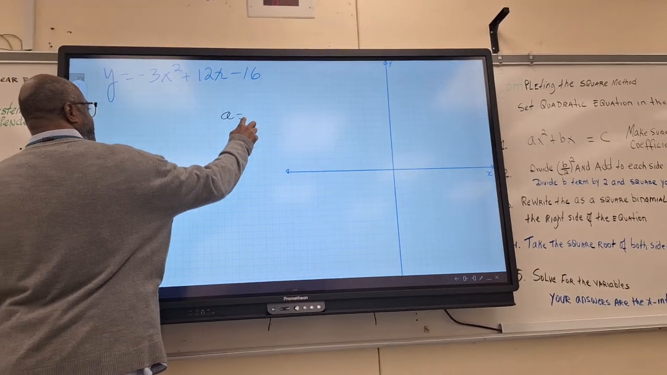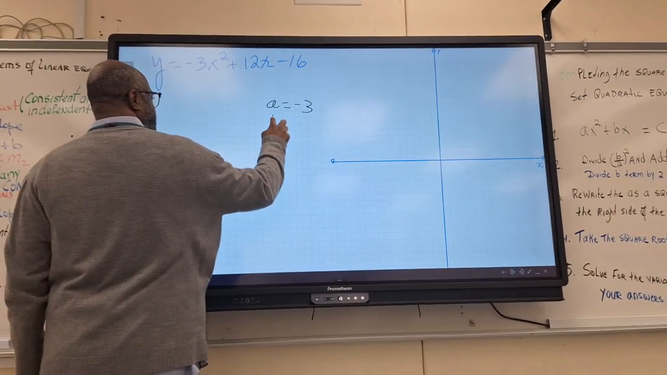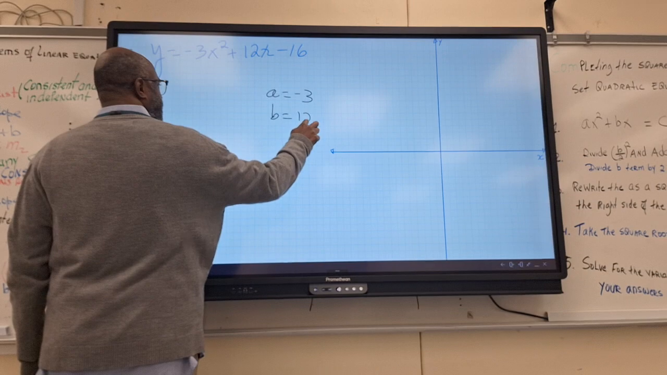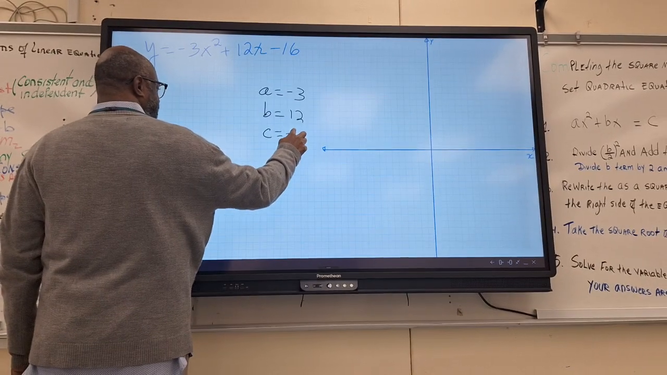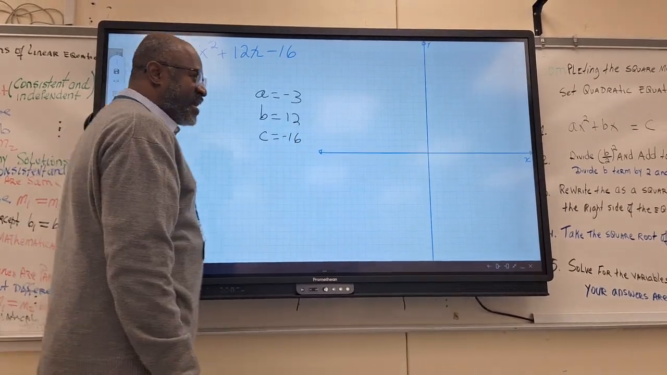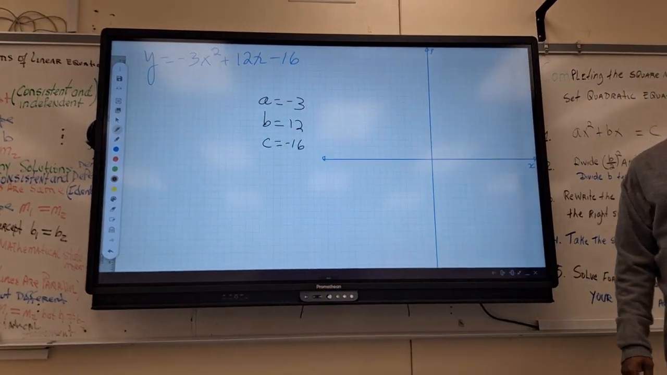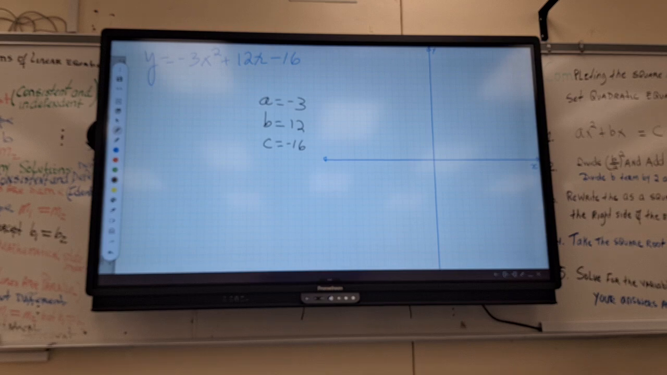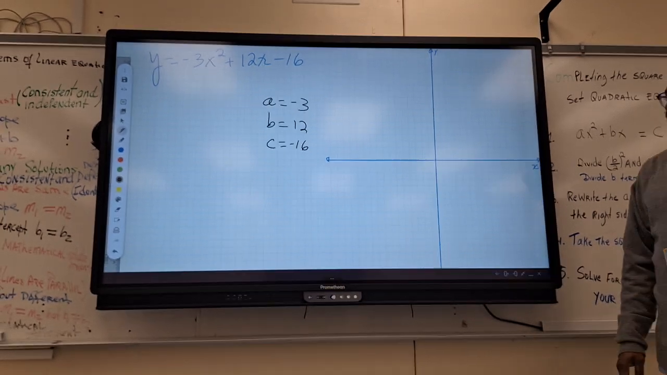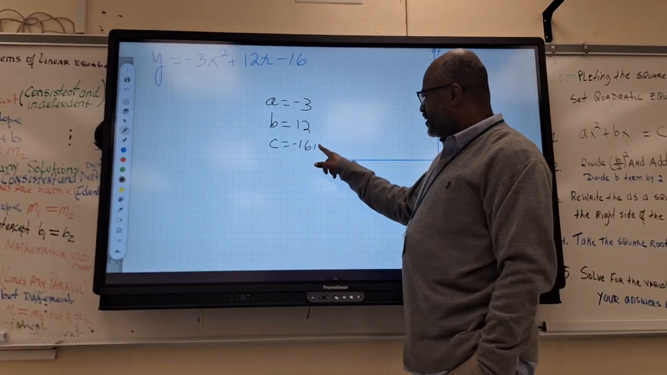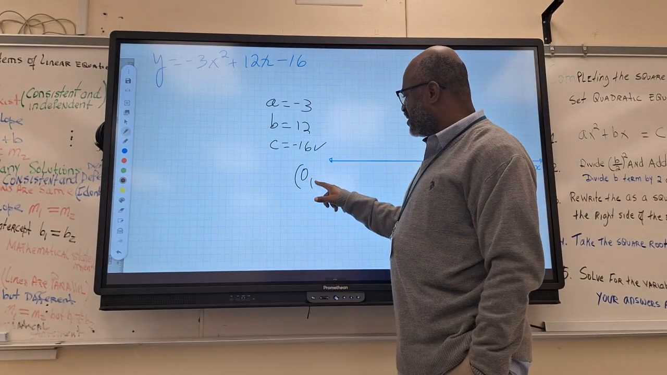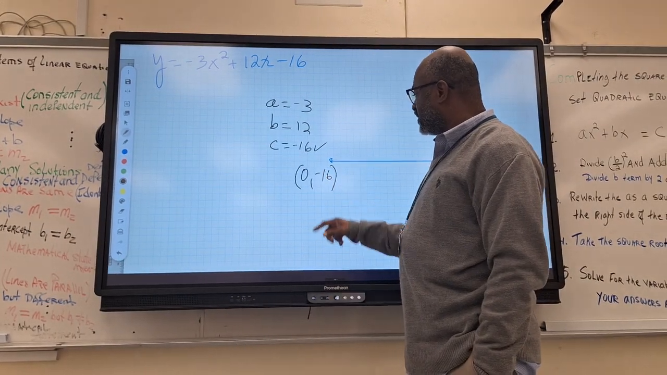What is A? Negative 3. What is B? And what is C? The easiest way you can identify is your y-intercept. Since your equation is in standard form, it's always (0, C). In this case, what will be your y-intercept? (0, negative 16). Exactly. This is the point (0, -16).